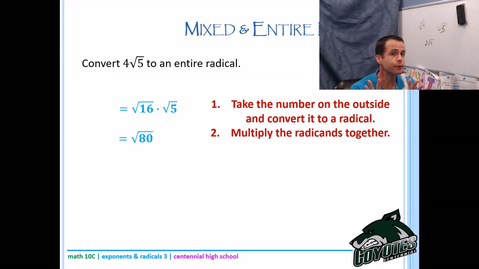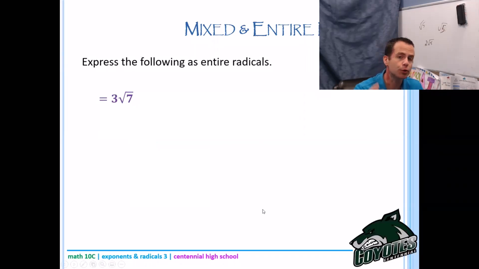Now remember, don't ever answer the decimal. You can just use your calculator to make sure you actually did it right, okay? You will always have to show your work on these things. So you'll always have to show me that you're changing the outside number to a radical and then that you're multiplying them together, okay? Be very careful about that.